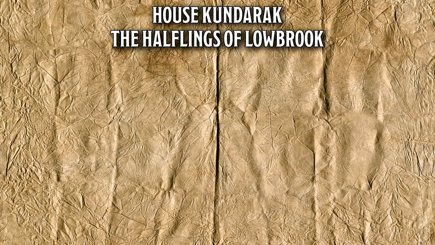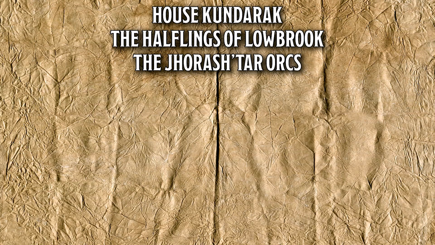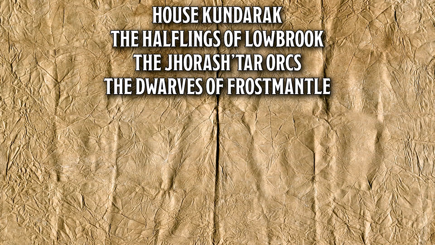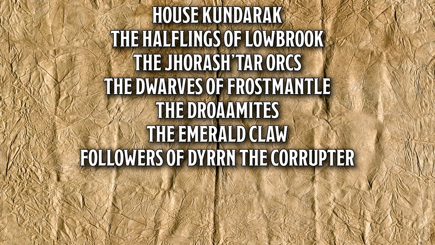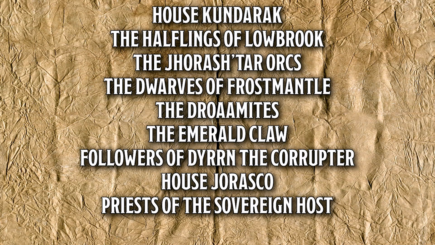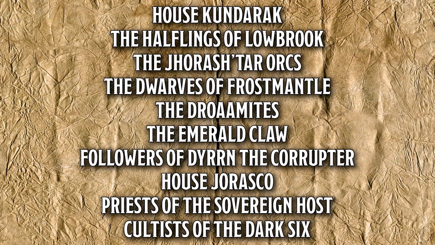For instance, in my Pathfinder 2 Eberron game, my players have now encountered the following factions: House Kundarak, the Halflings of Lowbrook, the Jarashtar Orcs, the Dwarves of Frostmantle, the Dromites, the Emerald Claw, the Followers of Durn the Corruptor, House Jarasco, Priests of the Sovereign Host, and Cultists of the Dark Six. That was all by level 3, so you could say that I have a bit of an addiction here.